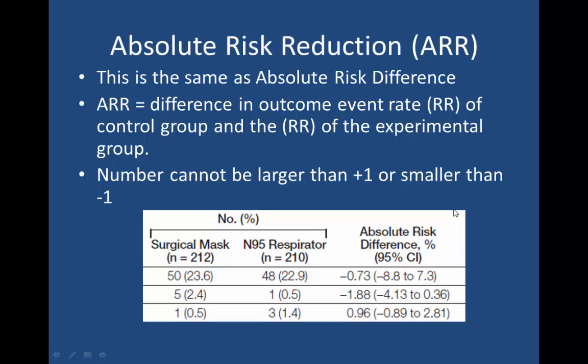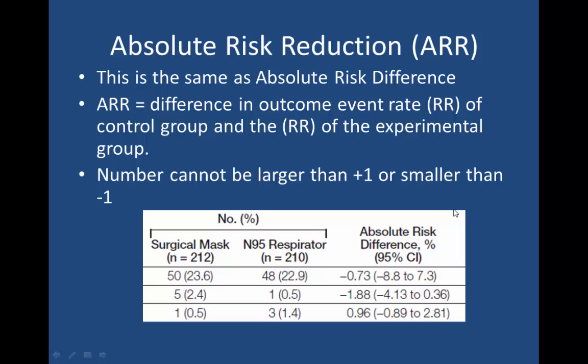Let's try and see how they got this one. Well, they took 1.4 minus 0.5, and they got 0.95. I got 0.95, they got 0.96. So there, again, there are some decimals they've rounded before they gave me this data. What does it mean? Instead of doing the risk ratio, they calculated the absolute risk difference.